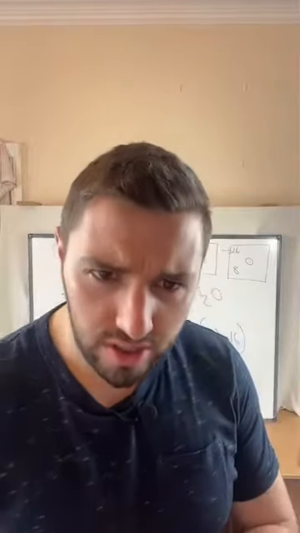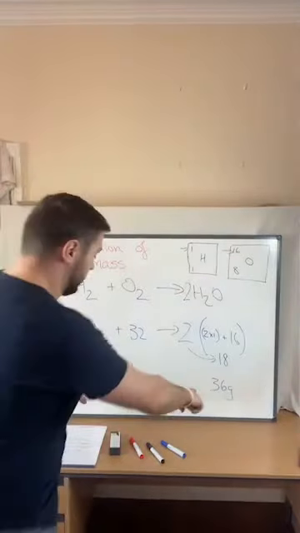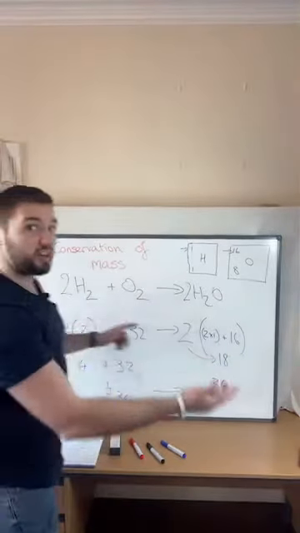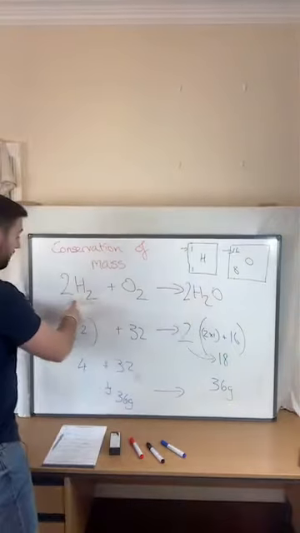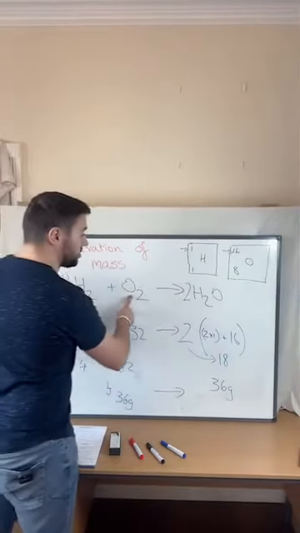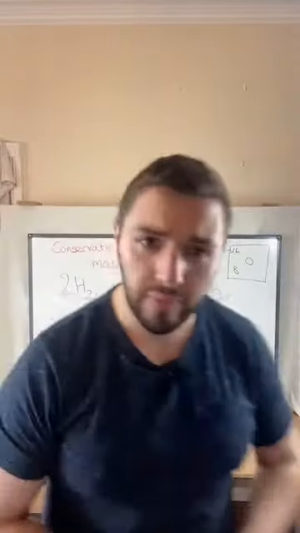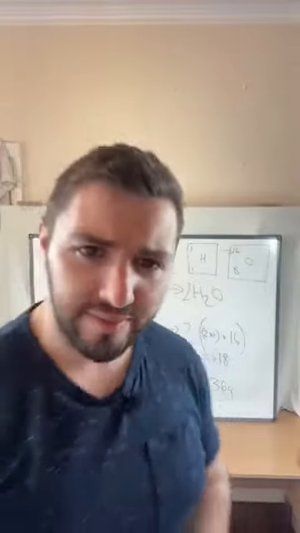Questions though. What about balancing them? I have it balanced. Everything is balanced. We've got 36 grams and 36 grams. That's a way that we can prove that this equation is balanced. If we're looking at it in terms of the molecules and the atoms that are present on both sides, we've got 4 hydrogen atoms, 2 oxygens, 4 hydrogens, 2 oxygens. It's balanced. That's how we know.